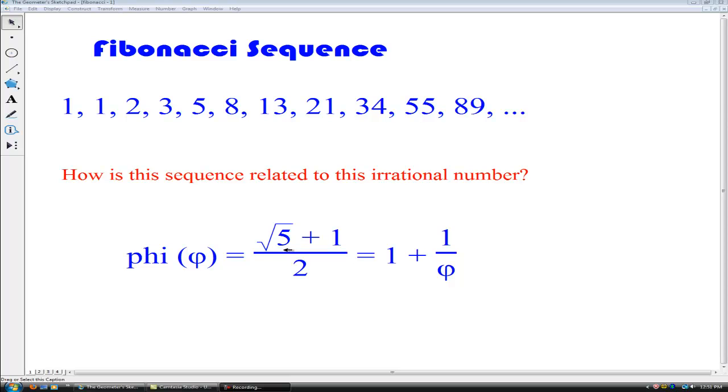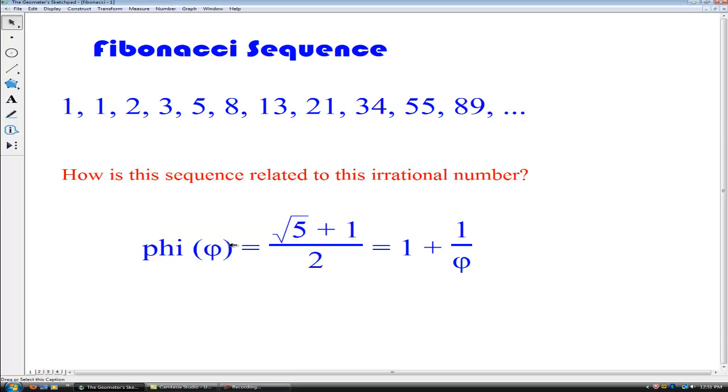Hello again. This video is about a very famous irrational number, phi. And this is the symbol for phi. This is the value of phi, and it is irrational. So if we were to input this in a calculator, we would get a never-ending, non-repeating decimal, which could never be written as a fraction.